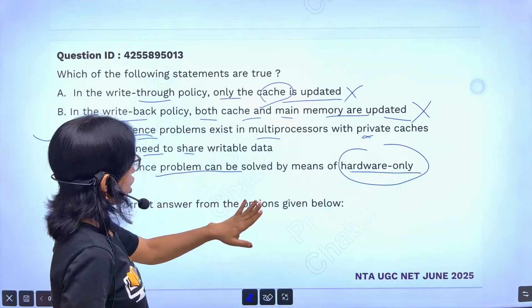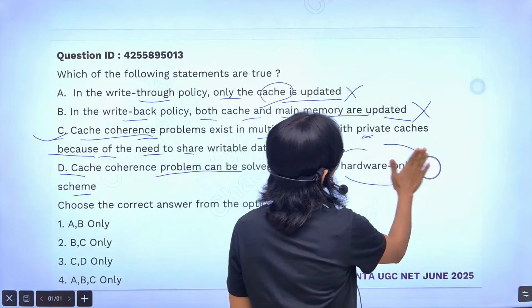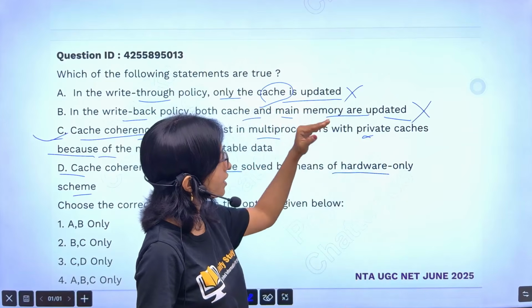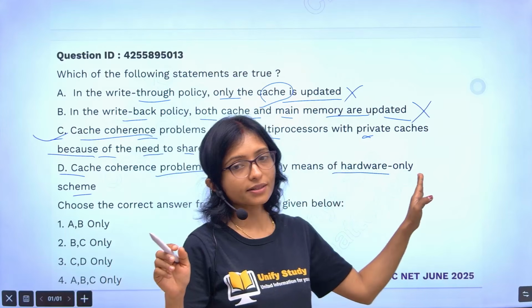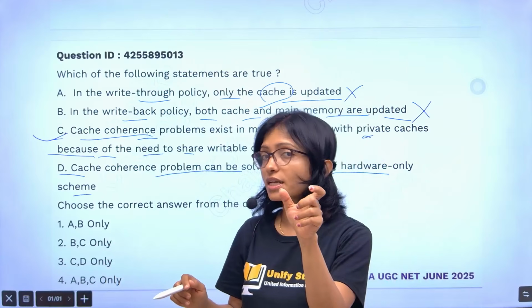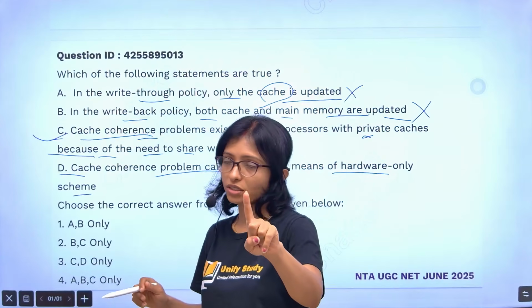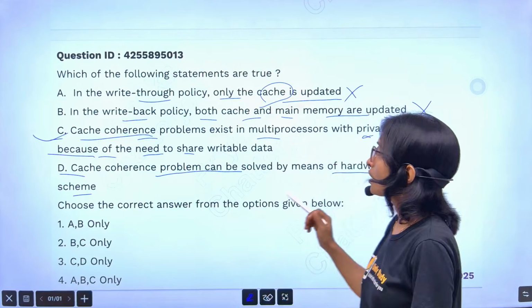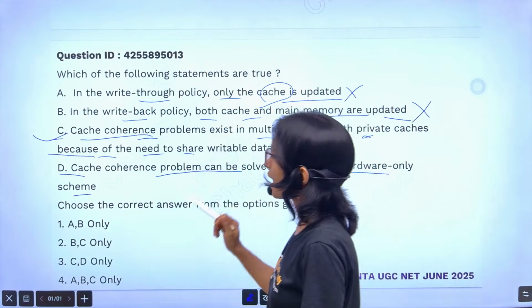Here, it is not given that it can be done only by software. It can also be done with hardware only, without software. That is the chaining method. Hardware chaining method can be used for cache coherence. It means that even if software is not there, we can still do it. That's why D we can take as true.